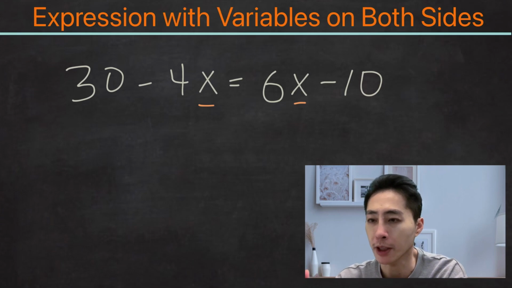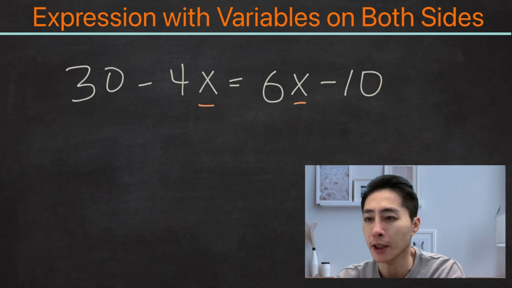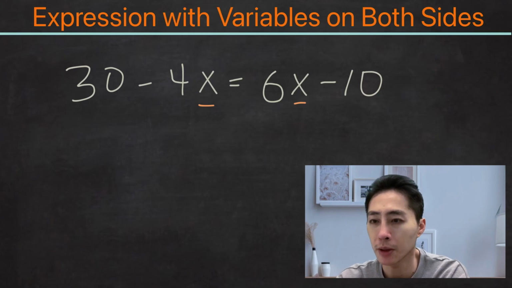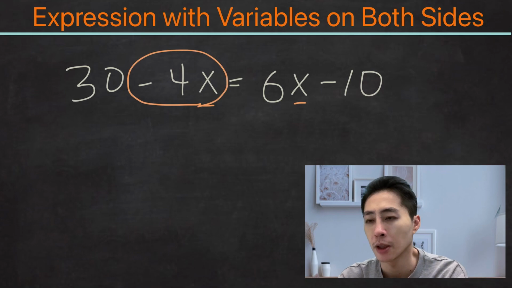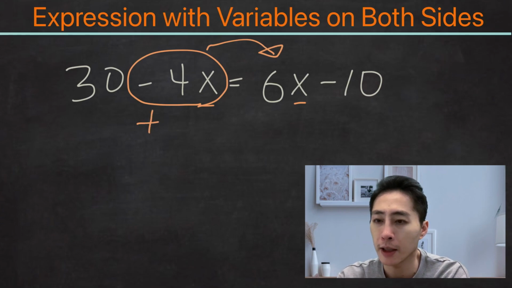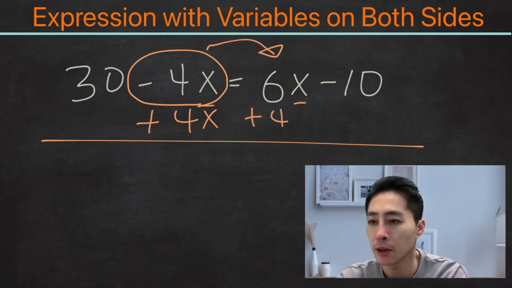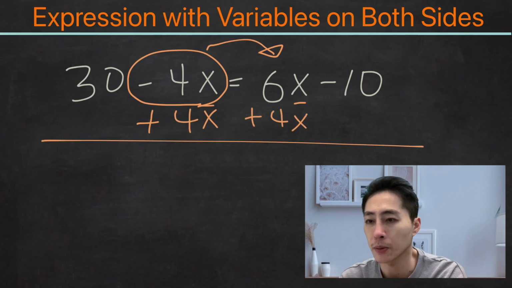So to move x to the right, it means that we need to eliminate x on the left. What we're working with is the negative 4x here. So how do we move negative 4x to the right side? Well, we could just add 4x like so, and then we would need to do the same on the right.